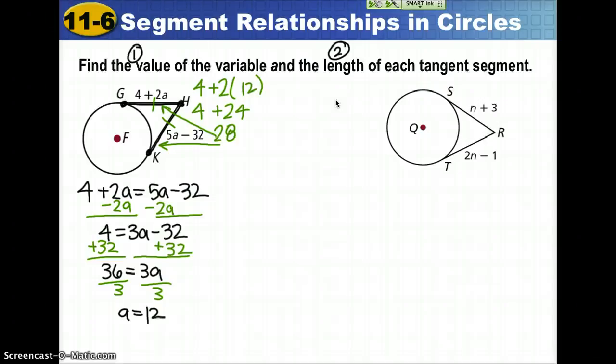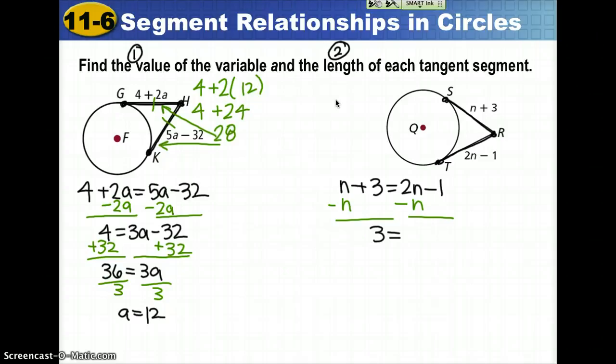Do the same thing over here. We got two tangent segments. They are tangent to circle Q from point R. It means that n plus 3 equals 2n minus 1. Subtract n from both sides. 3 equals 2n, take away 1n, that just leaves us with n minus 1.